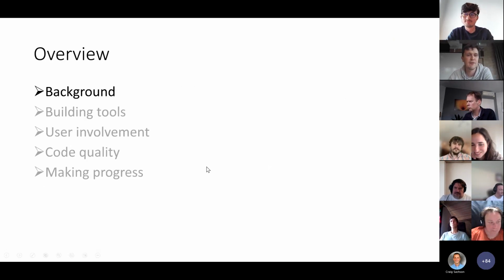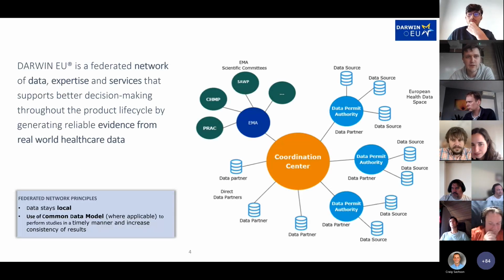So I'm just going to give a bit of an overview of the project, and then I'll go into more about what we've been doing so far. So this is the Darwin EU project that I imagine quite a few people will have heard of already. But just to give some background, we have a central coordinating centre that's led by Erasmus in Rotterdam, and we're working with the European Medicines Agency. So the way this works is that the European Medicines Agency are providing questions, and then the coordinating centre is providing the tools and the software and running network studies, bringing back the results, putting them back together, and answering the EMA's questions.